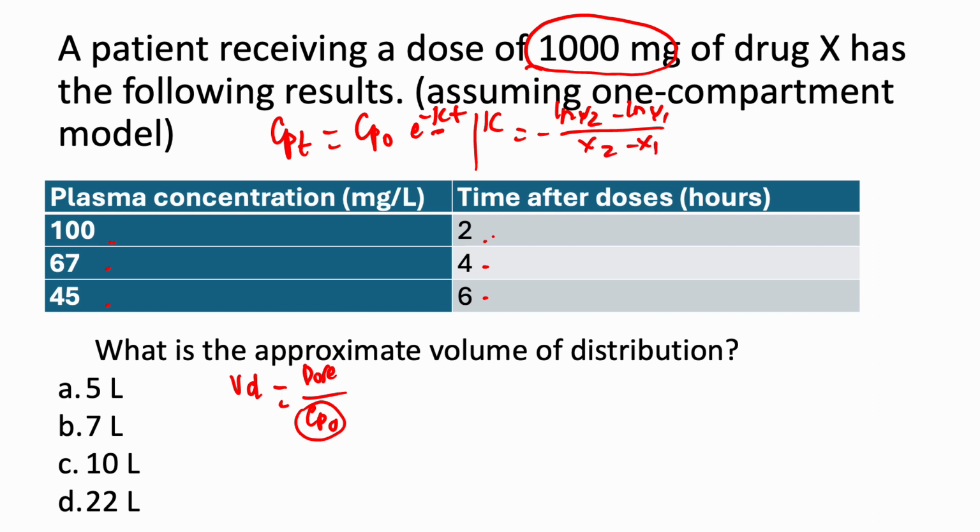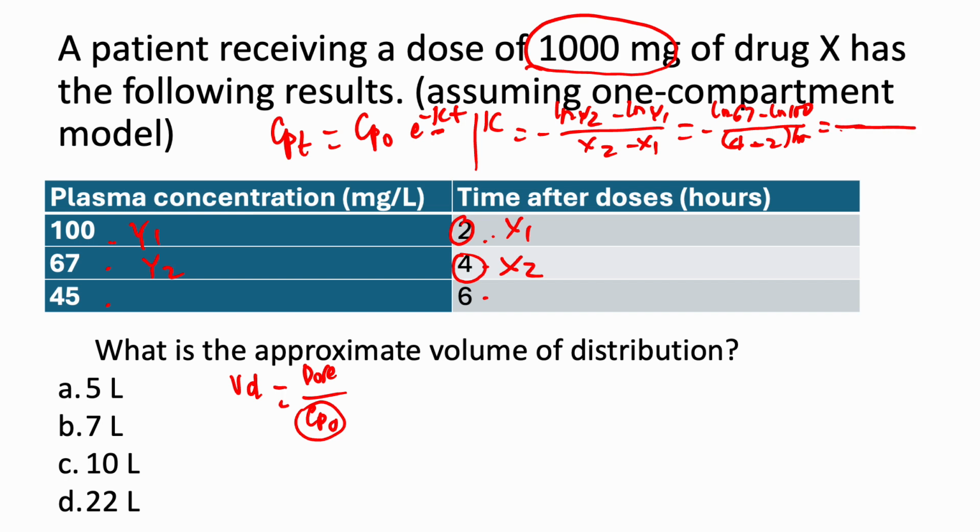So in the three time points here, I can select any two time points to calculate the K. For example, I select this one, the two time point. So I have x1 and I have y1, I have x2 and I have y2. So in this case, the K will be negative value of natural log of my x2 is 67, subtract natural log of y1 of 100, divided by x2 4 minus x1 2, and the units here is hour.